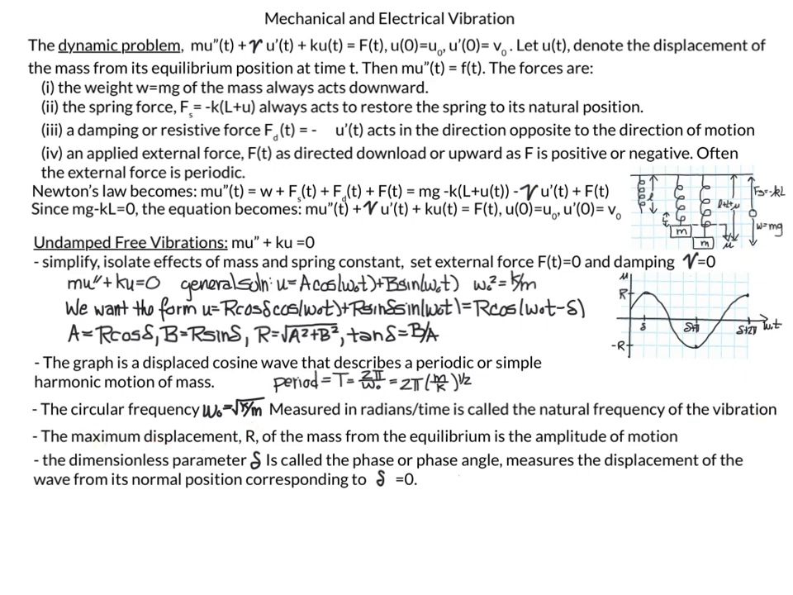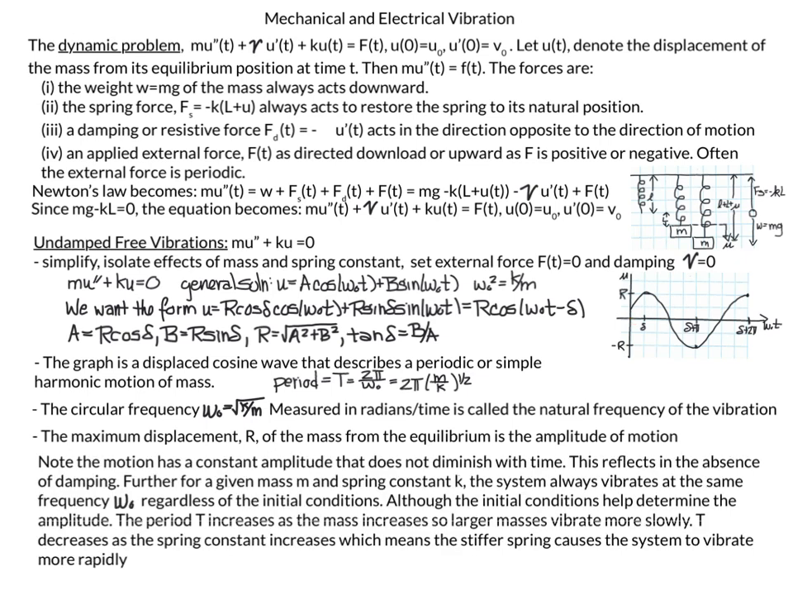The maximum displacement r of the mass from equilibrium is the amplitude of motion. And the dimensionless parameter delta is called the phase or phase angle, and it measures the displacement of the wave from its normal position corresponding to delta equals 0. So it's kind of just this shift over from 0.